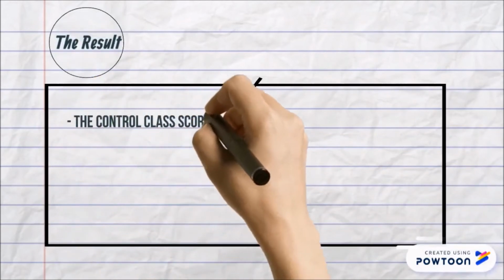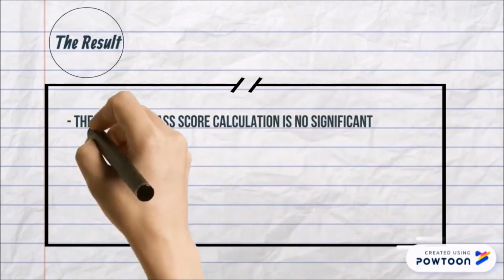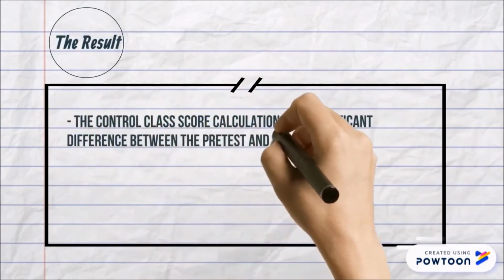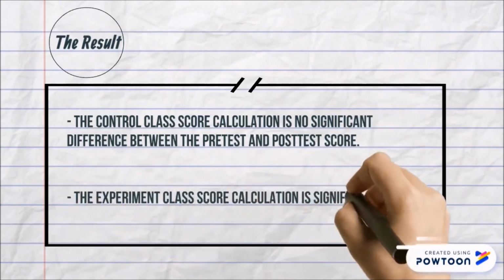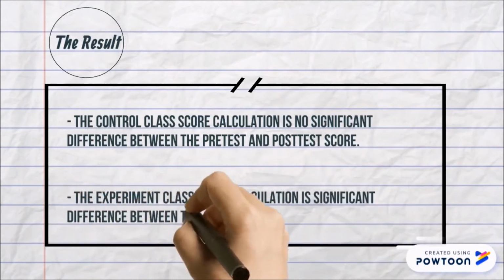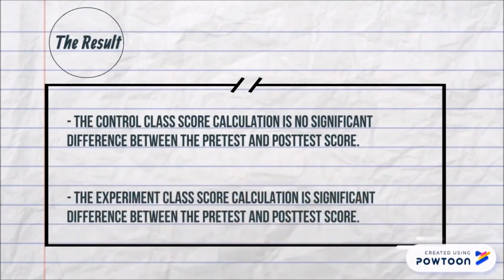The result of this research is the control class score calculation shows no significant difference between the pre-test and post-test score. In contrast, the experiment class score calculation shows a significant difference between the pre-test and the post-test score.